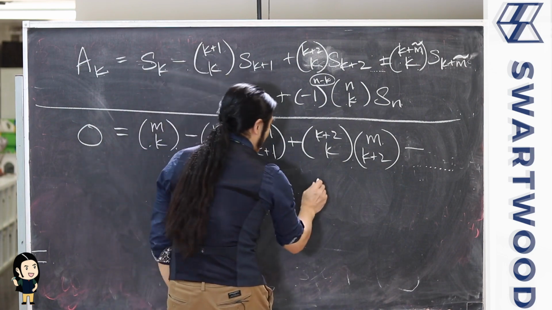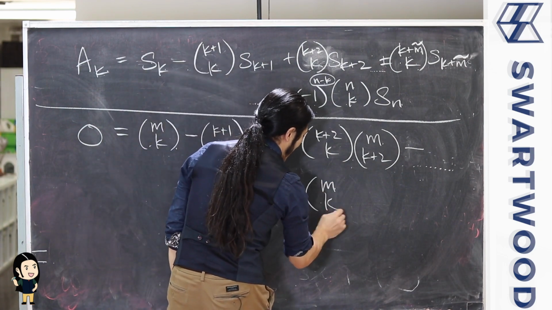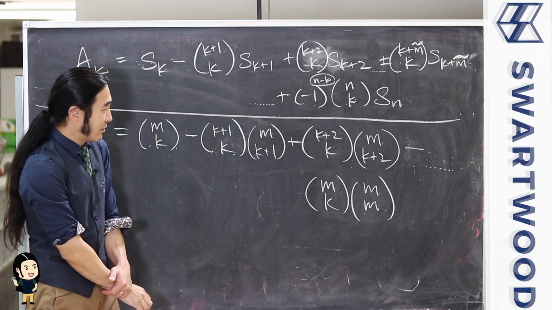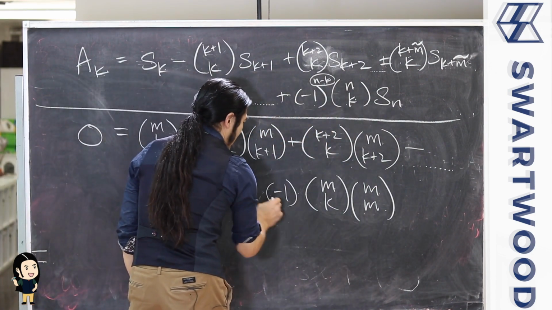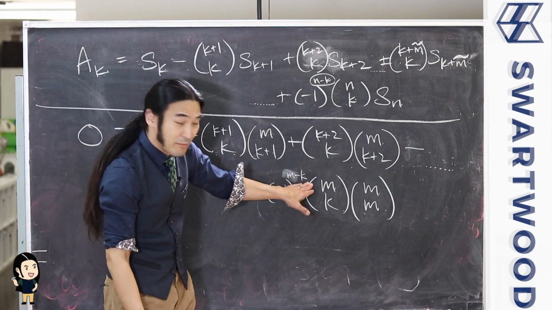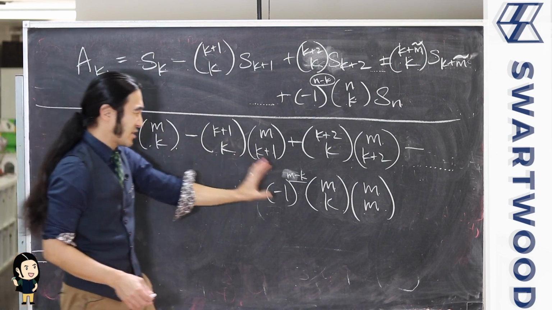So that means we're going to go up to this guy, M choose K, and this is going to be M choose all M, like this. And the sign here is going to follow the same pattern. Again, this is going to be M minus K. Just make sure the signs flip-flop and it lands on the right thing.